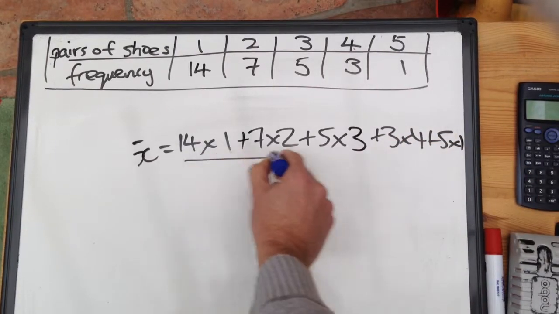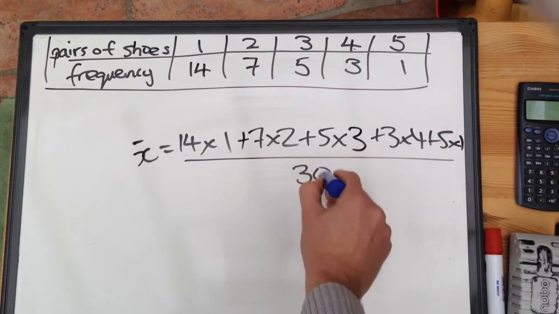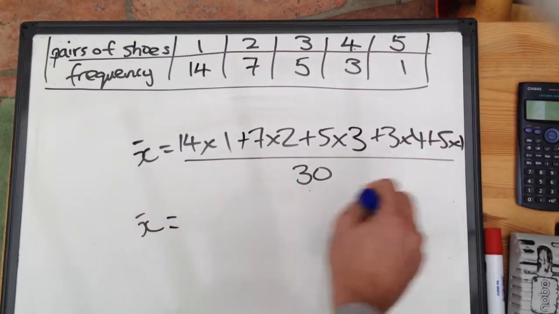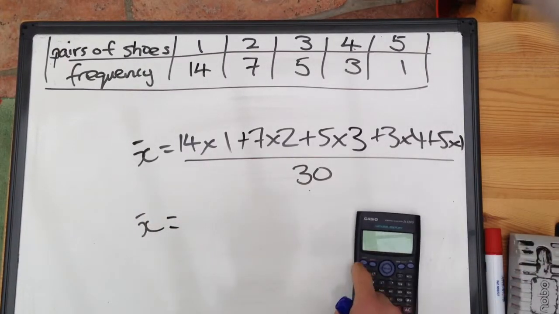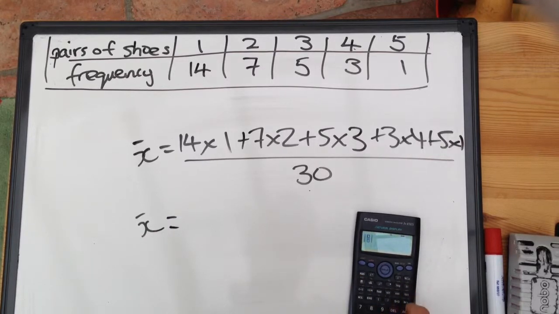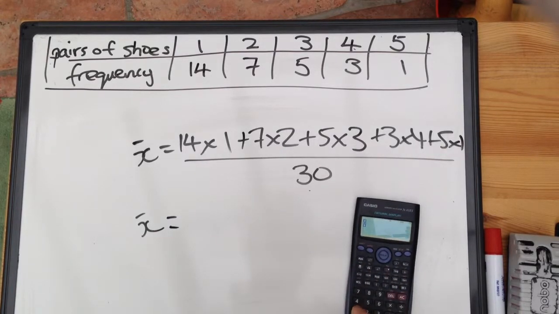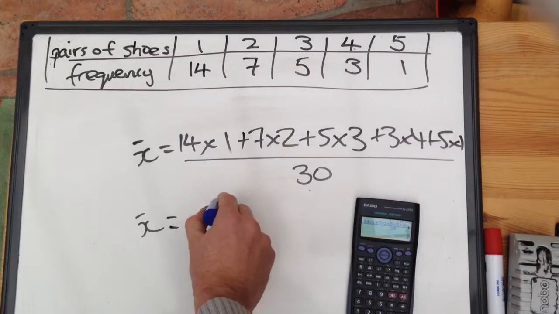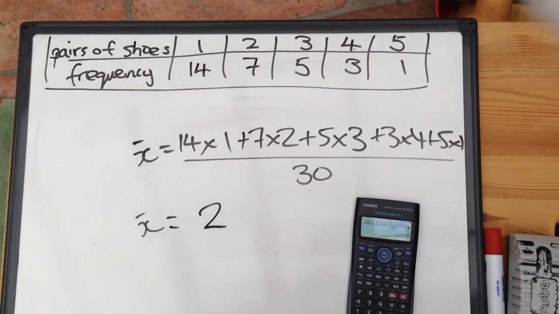Now I know there are 30 boys in the survey, so I divide by 30, and it's just a case of banging those numbers into the calculator and finding out what my final result is. I'll use the fraction button, and then I'll just do the calculation on the top. 14 times 1 plus 7 times 2 plus 5 times 3 plus 3 times 4 plus 1 times 5 on the top, and on the bottom is 30. Press equals. It'll give it me as, would you believe it, exactly 2 pairs of shoes.